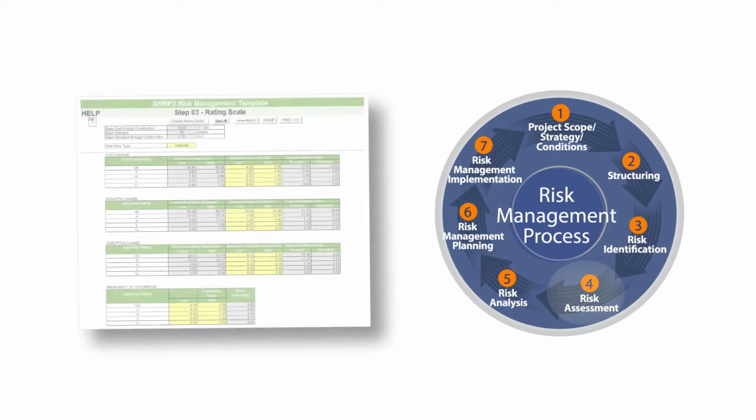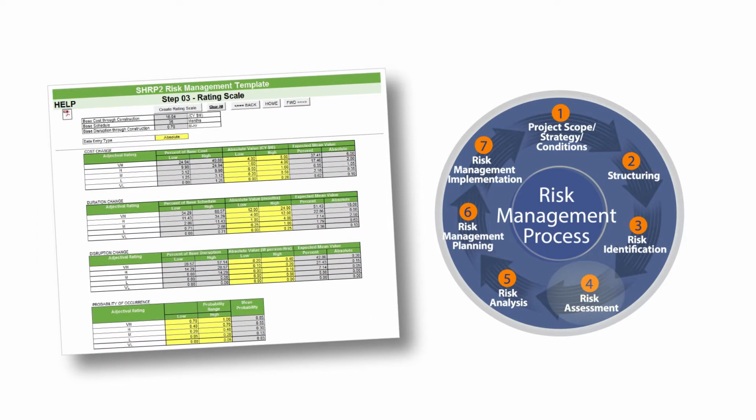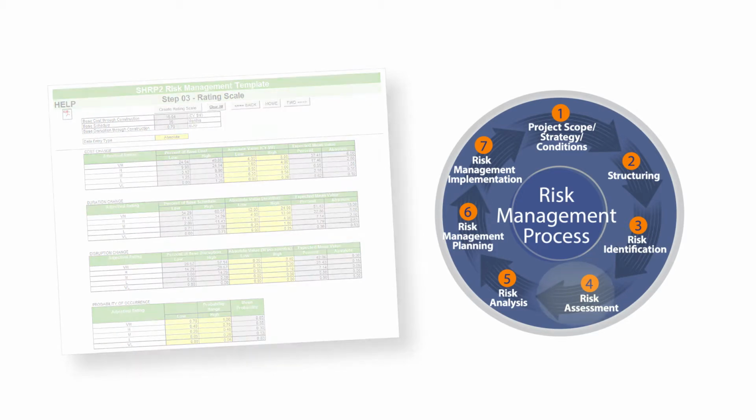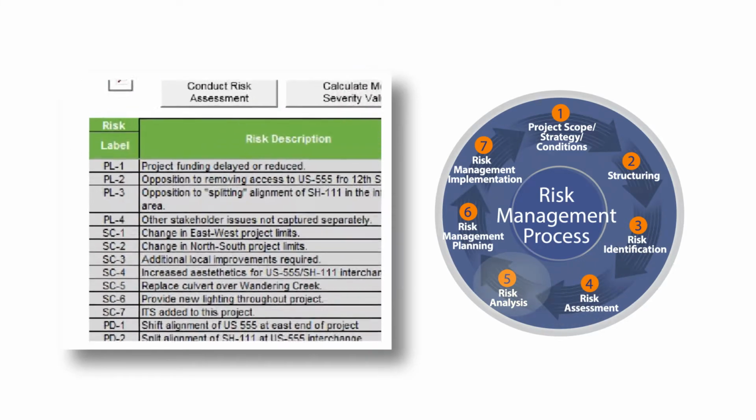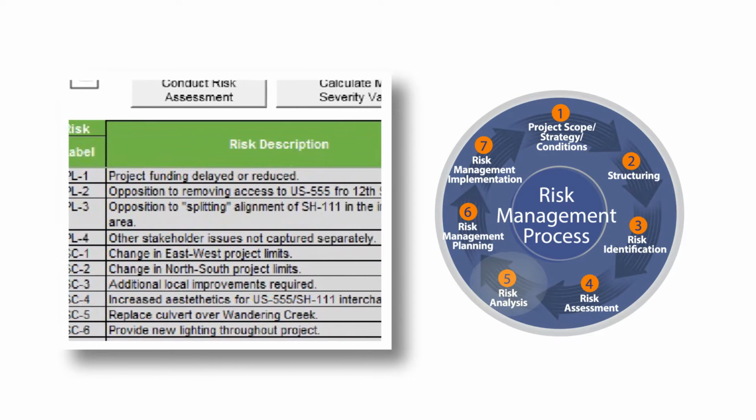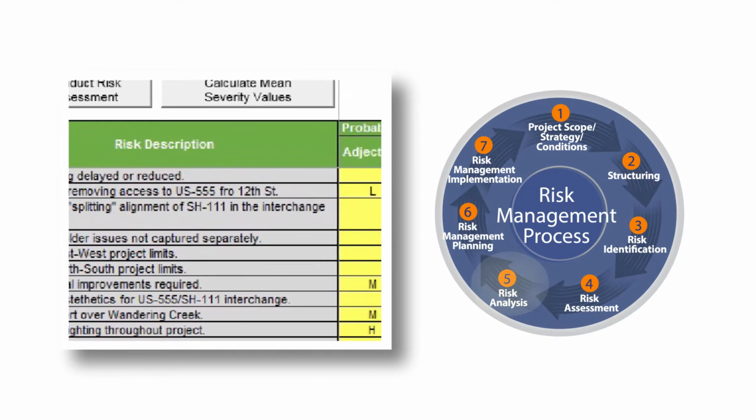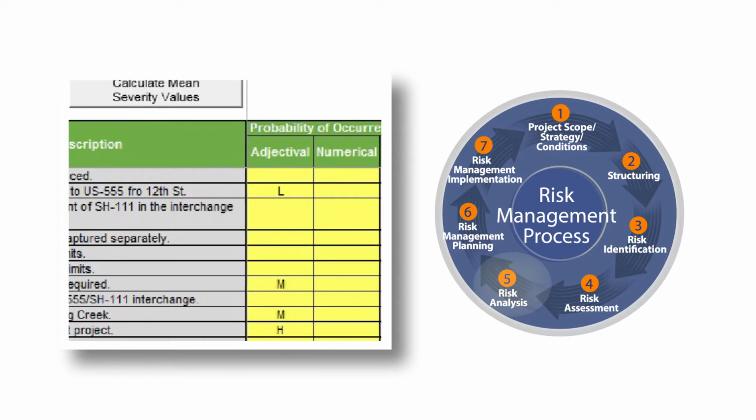Then each risk is assessed for its probability of occurrence, mean cost impact, mean duration impact, and mean disruption impact. The R09 tool is then used to calculate the combined severity of each unmitigated risk and their anticipated impact to project cost, schedule, and disruption.